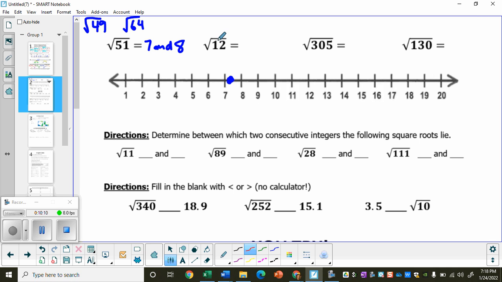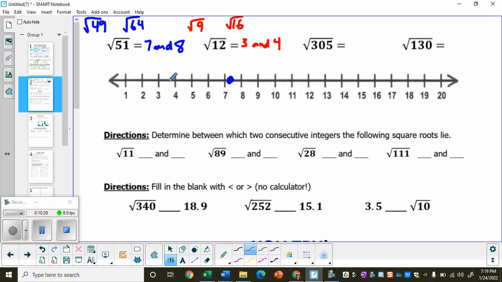All right, now the square root of 12. All right, let's think about this one. Perfect square is around 12. So 9 is a perfect square, and 16 is a perfect square, and 12 is in between those, which means its square root is going to be between 3 and 4.